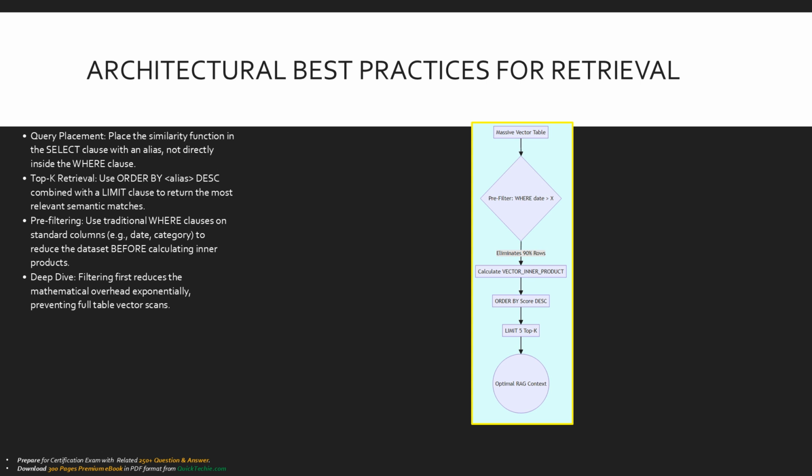This flowchart outlines the golden path for vector retrieval. We begin with a massive vector table. Before any vector math occurs, we hit the pre-filter step using standard SQL where clauses. This eliminates the vast majority of irrelevant rows. Only the surviving records move to the compute-heavy step, calculate vector inner product. Once scored, the results flow into the order by clause to rank them from highest to lowest similarity, and finally, the limit node truncates the set. This tightly optimized payload becomes the perfect context window for your RAG applications.